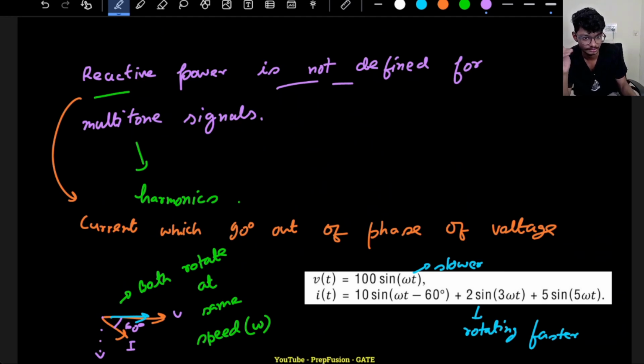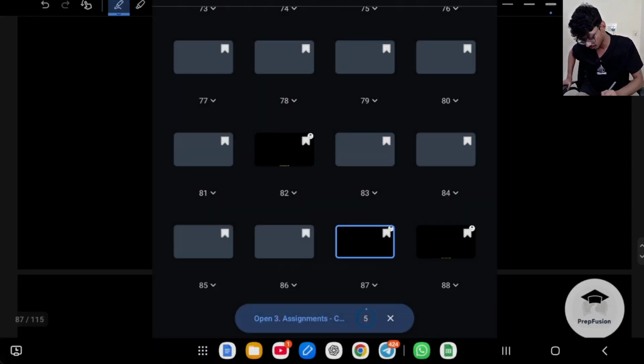I basically explained how to add the power components, but you will not be able to add the reactive power components. For multi-tone signals, you have to find the reactive power individually. How you can do that, you will understand in power electronics. That we will discuss later; it is not part of the scope of network theory. So these were a few important points that I needed to mention.